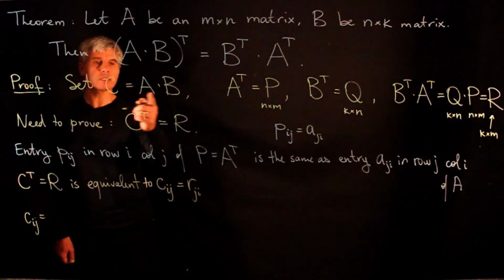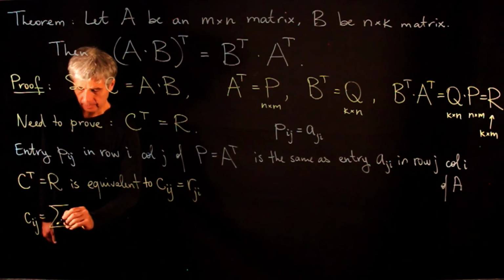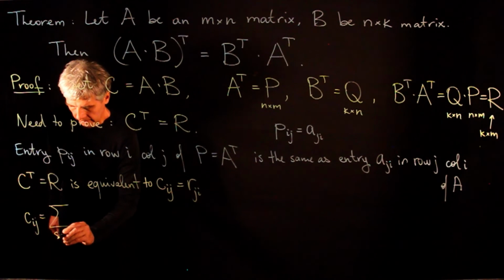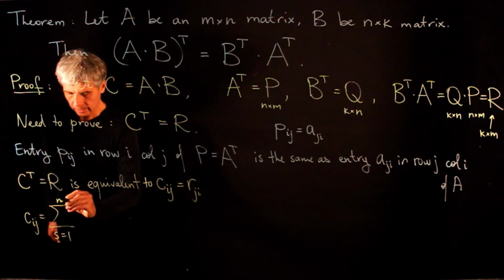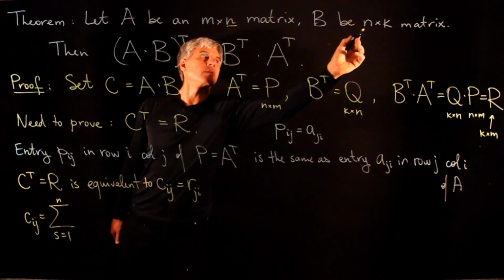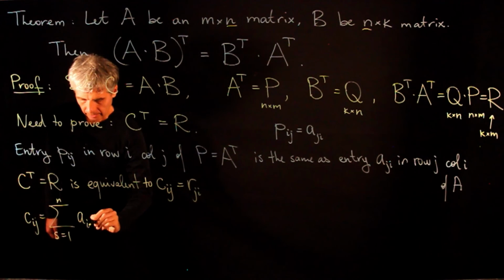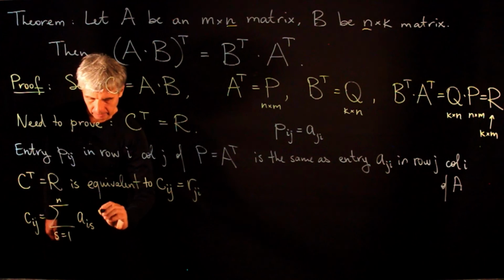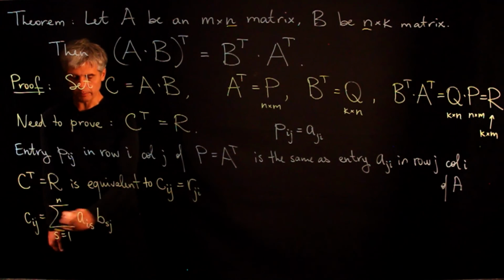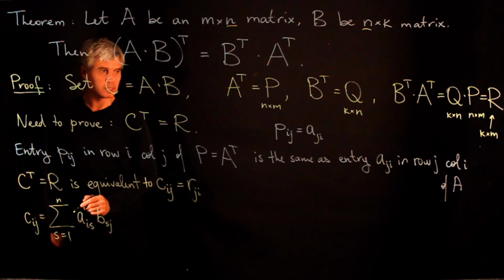Well, the matrix C is the product of A and B. So what we get is that C_ij is the sum, as s goes from 1 to n, where n is the common index in A and B, of A_is times B_sj. So this is our summation formula for the entries of the product of two matrices.